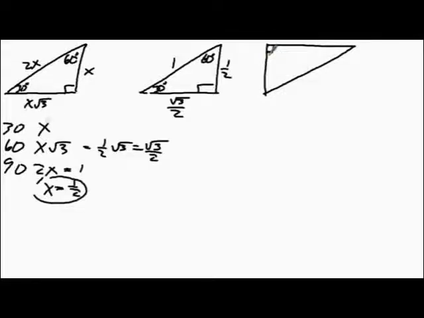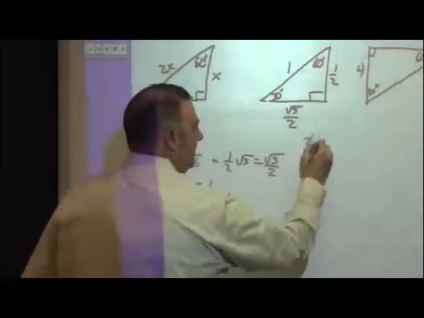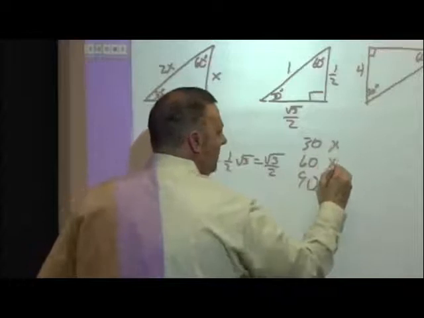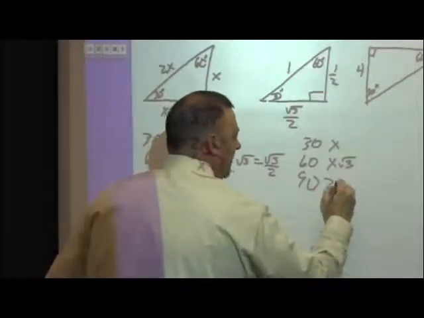Let's put 60 here, and 30 at the bottom. And let's put 4 opposite the 60 now. So if you want, you can write your 30, 60, 90 real quick: x, x radical 3, 2x.